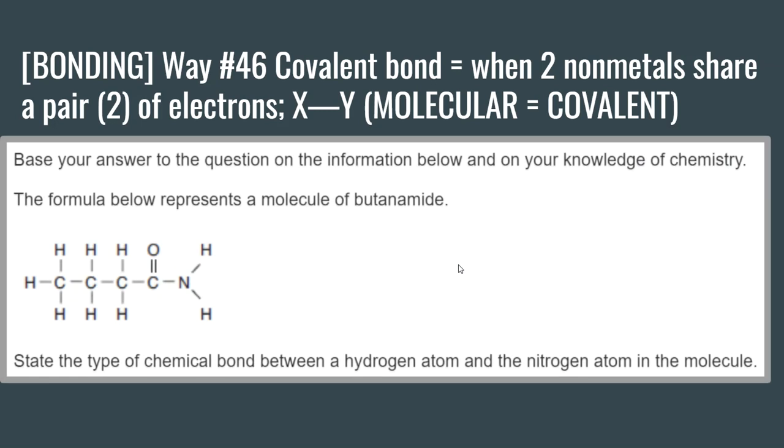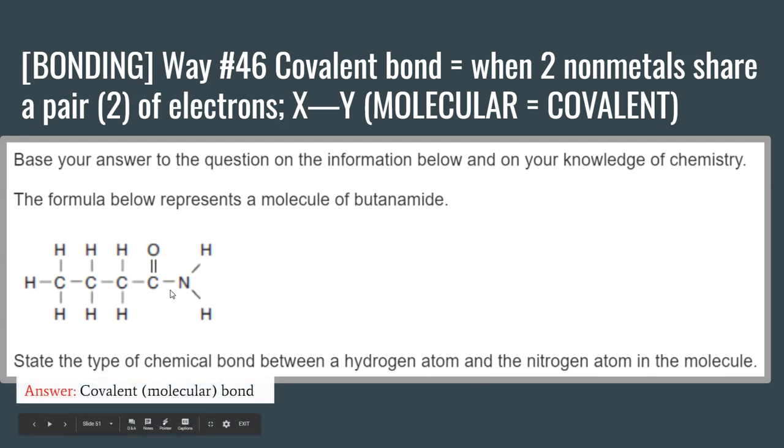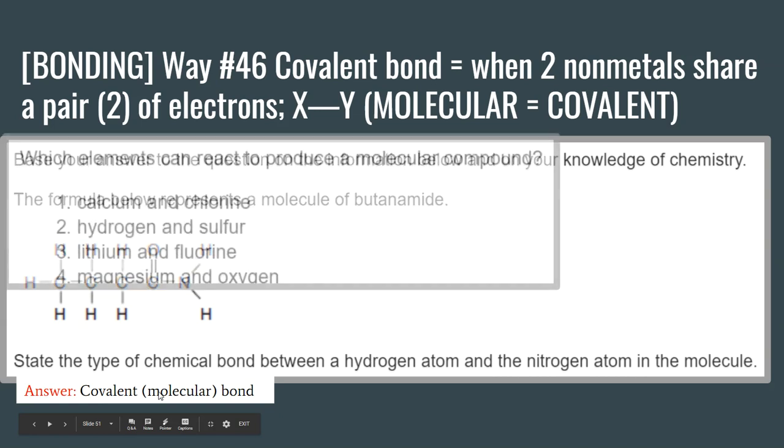Let's try some questions. The formula below represents a molecule of butanamide. State the type of chemical bond between a hydrogen atom and the nitrogen atom in the molecule. Note that hydrogen and nitrogen are both nonmetals, and because they're nonmetals, you could simply state a covalent or molecular bond. Remember, covalent and molecular mean the same thing.